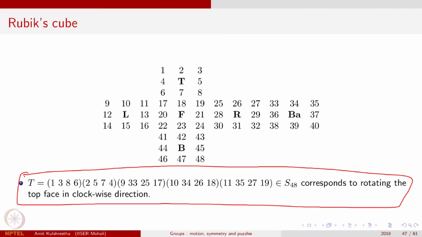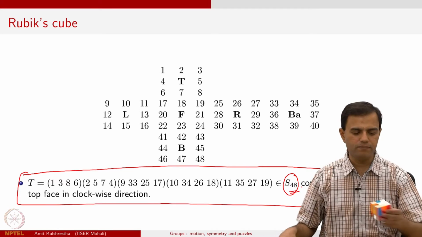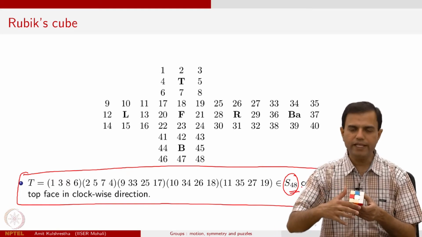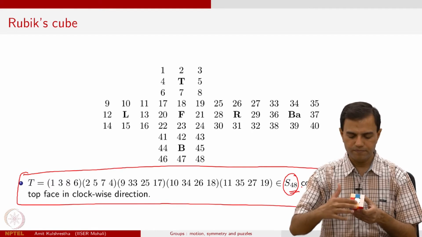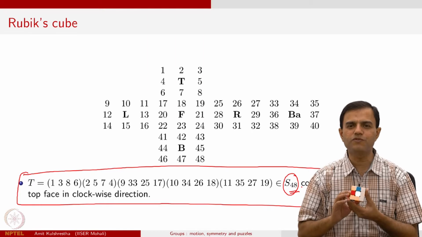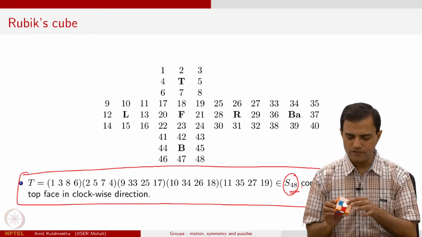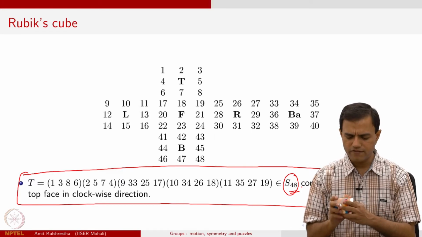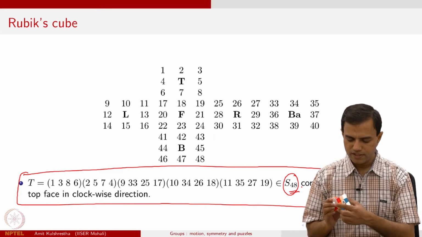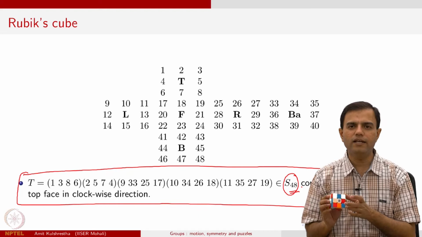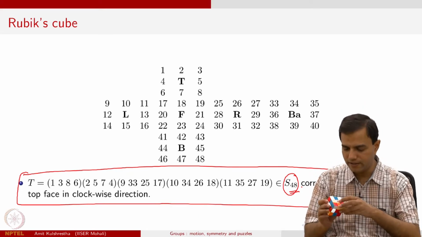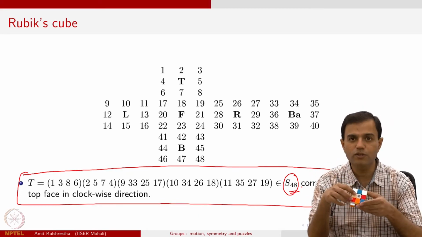First, let us understand that the group which is relevant here is of order 48. So how does the number 48 come? You have 9 small squares on each face and there are 6 faces. So 9 into 6 is 54. But as you see, the central one is not moving. As I move this, the central one stays at its own place, so it's not moving at all.